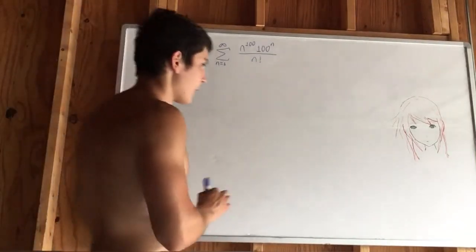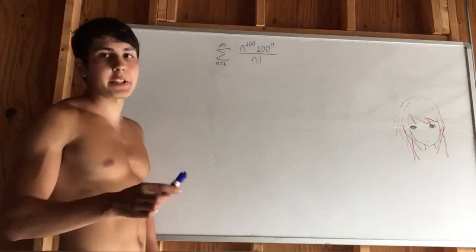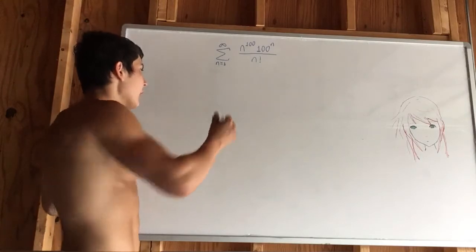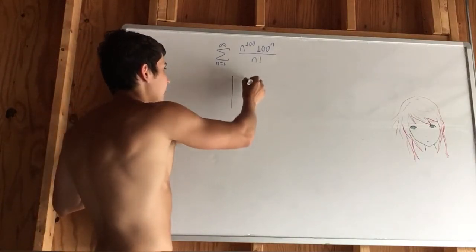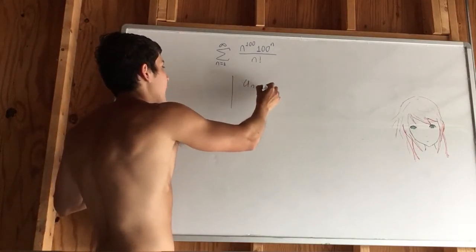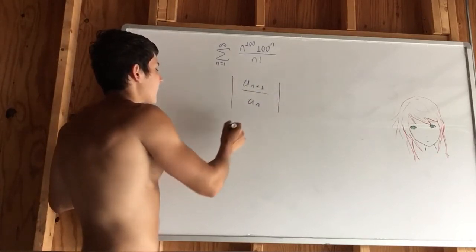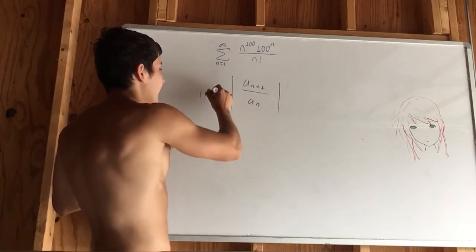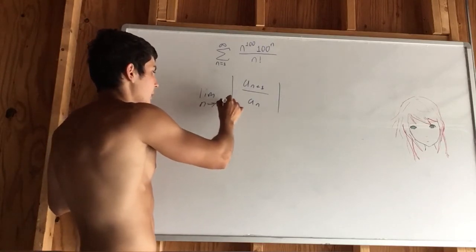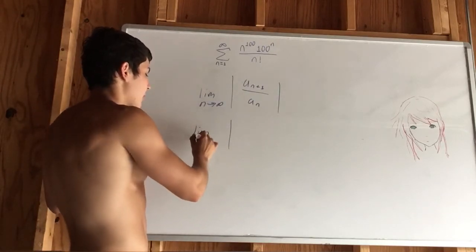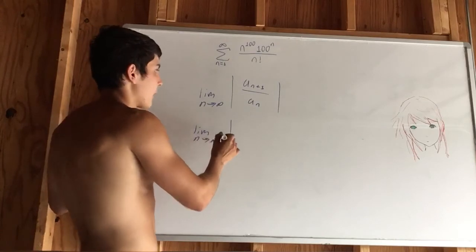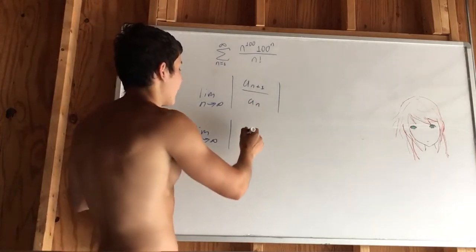We're going to use a ratio test to determine whether this series is convergent or divergent. So we take the absolute value of a sub n plus 1 over a sub n, and we're taking the limit as n approaches infinity, of course. Limit as n approaches infinity of the absolute value of a sub n plus 1 over a sub n.